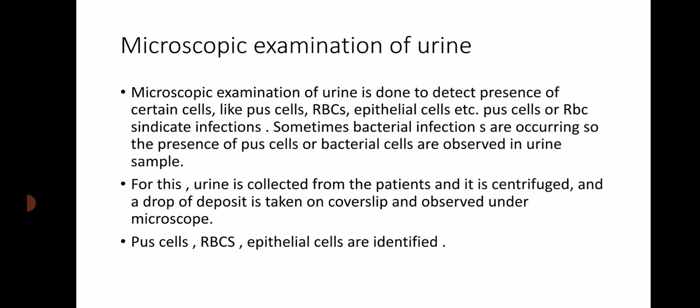If you observe under low power, you can observe sometimes pus cells, sometimes RBCs, sometimes epithelial cells. So presence of these cells and bacterial cells indicates that a bacterial infection or urinary tract infection may be there. That is important here, and in this way we can carry out the physical, chemical and microscopic examination of the urine sample to detect the physical condition as well as some abnormalities which are associated with kidney function or liver function sometimes. And in that case, the urine analysis is important.